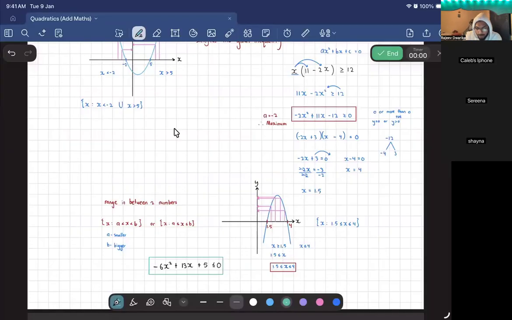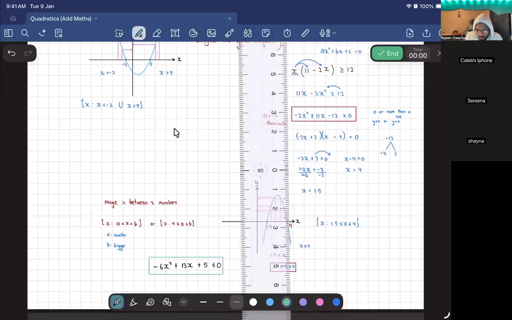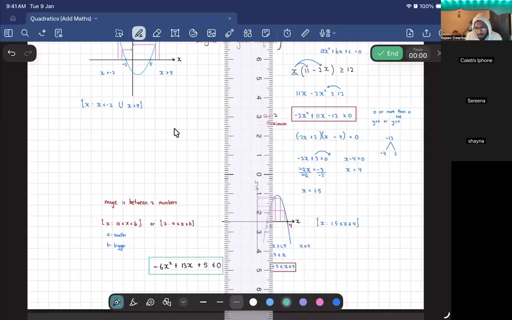I want you to take a ruler, and in the middle, I want you to position the ruler vertically, right? I want you to see where it cuts the graph, and then I want you to take a horizontal read off. Tell me if it's above 0 or if it's lower than 0.